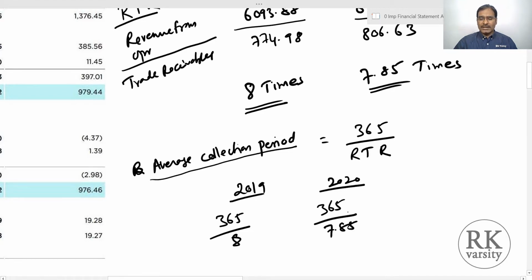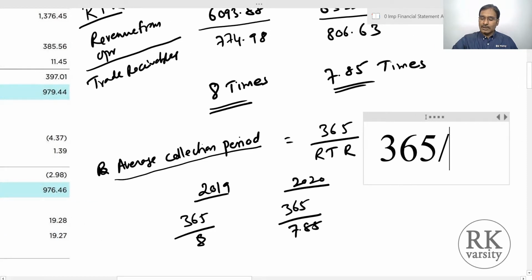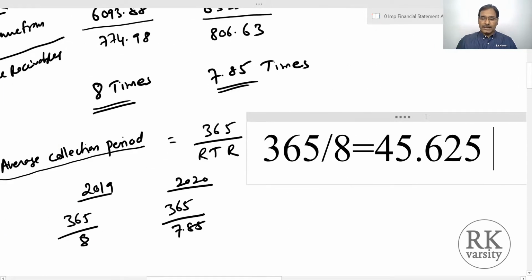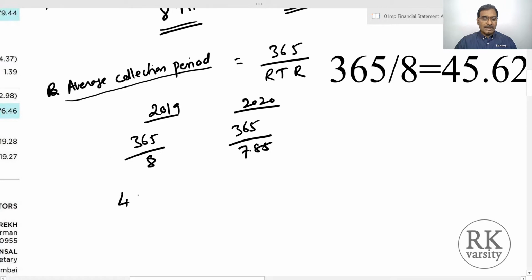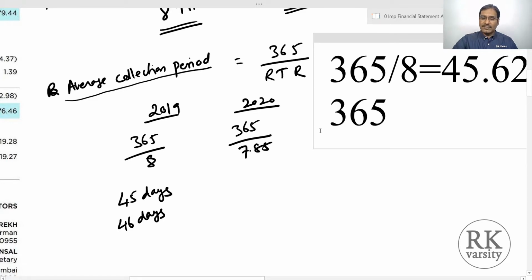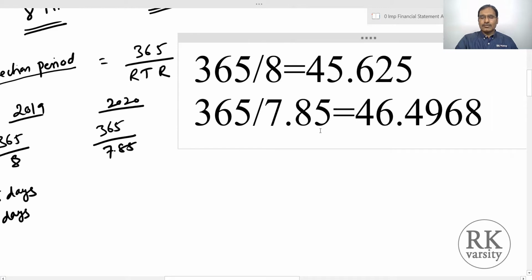We can take 8 here also. So 365 is the number of days in a year, and this gives you your average collection period. So 365 upon 8, so 45 days or 46 days. And average collection period we mention in days. So 45 days, or we can say 46 days. And here also it would be more or less the same. So 365 upon 7.85, so 46 days.